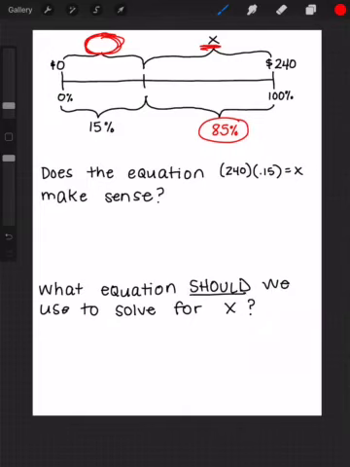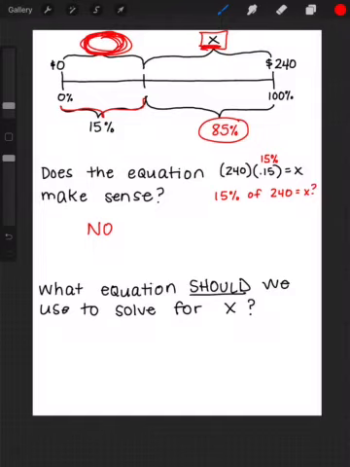Okay? So they tried to write an equation to figure out what X is. So the equation that they came up with was 240, that's our total, times 0.15, which we know is the same thing as 15%, equals X. So if I find 15% of 240, is that going to give me my X? Okay, the answer to that is no. 15% is going to give you this missing portion up here. It is not connected to that X. So does this make sense? No, it does not make sense.